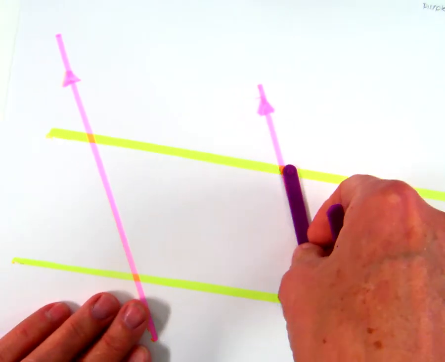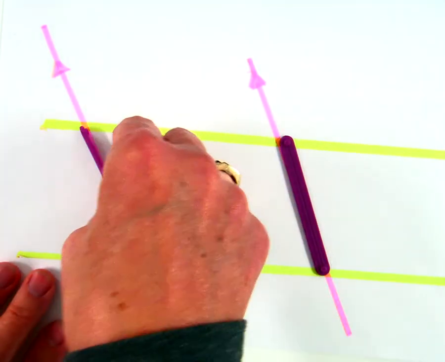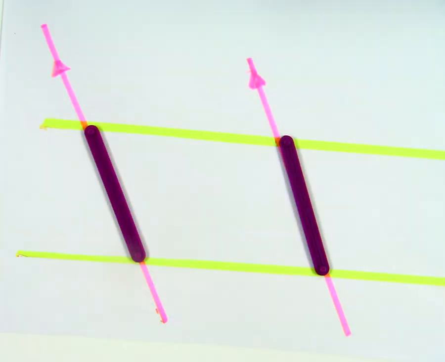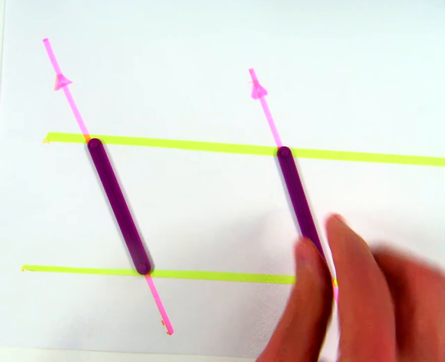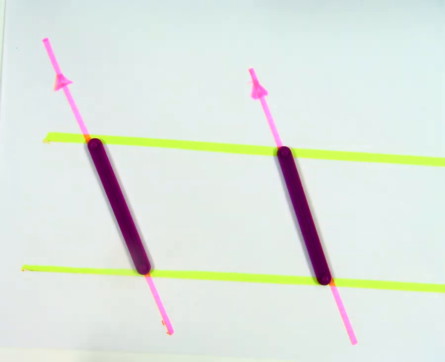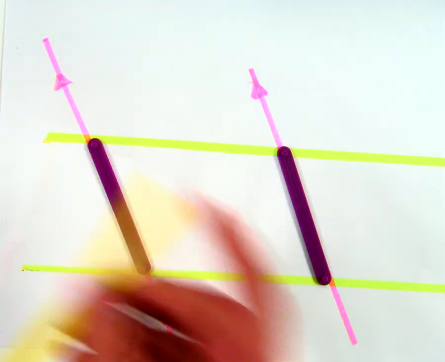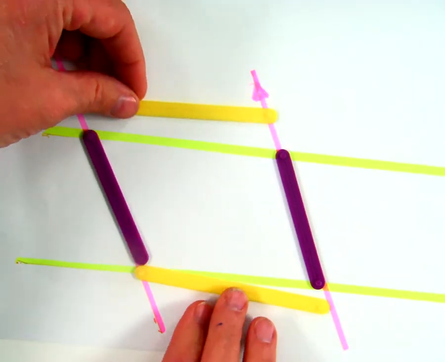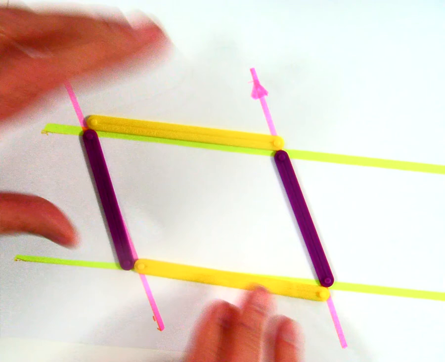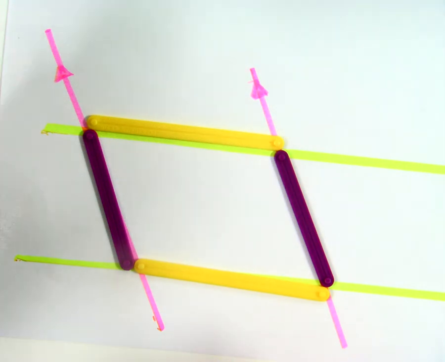Next up, what if we know that two sides are parallel and congruent, and we're wondering if the other two sides are also going to be parallel? If I know they're congruent, and I know they're parallel, I want to put some yellow ones here. Is there more than one way to put the yellow ones here, so that they're parallel or not parallel? Is there a way to do it so the yellows will not be parallel?